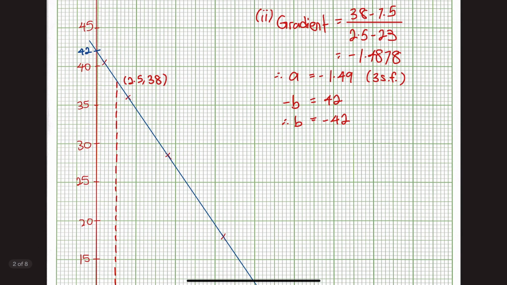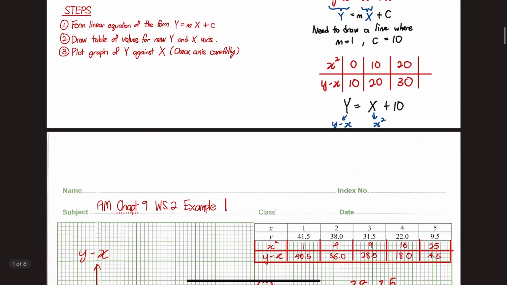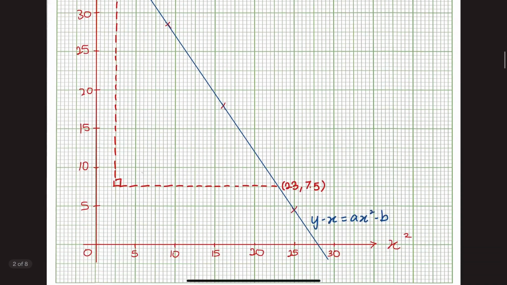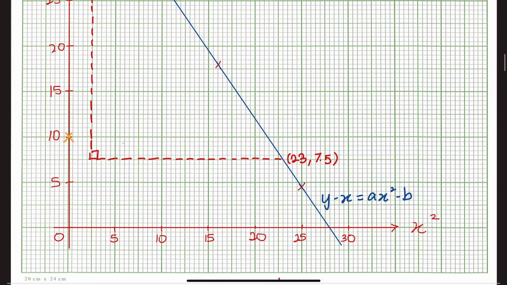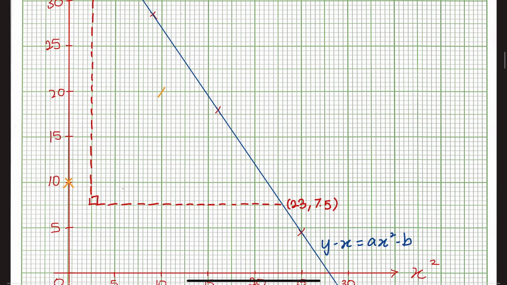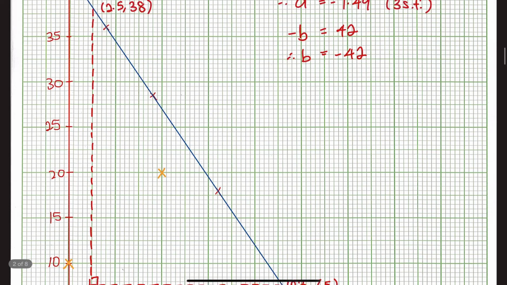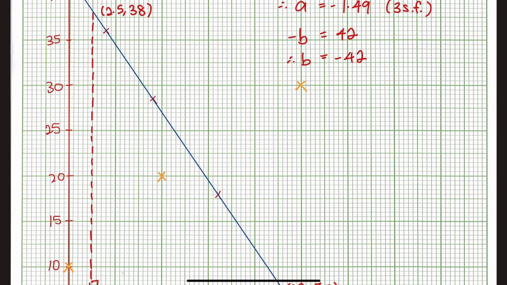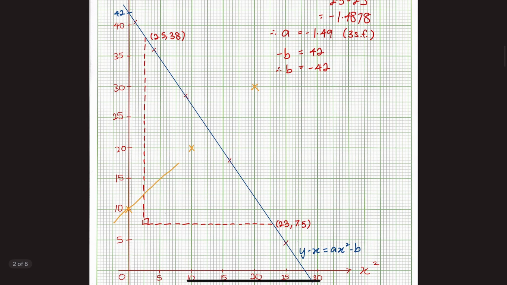Okay, so let's say for this part here, based on these 3 points, I will now plot the graph 10, 20, 30. So when x squared is 0, the y-intercept is 10. When x squared is 10, y-intercept is 20. When x squared is 20, the y minus x is 30. Okay, so therefore this means that the straight line graph that I need to draw, oops, damn it, this one should be here. Okay, the straight line graph that I need to draw would be this line over here.